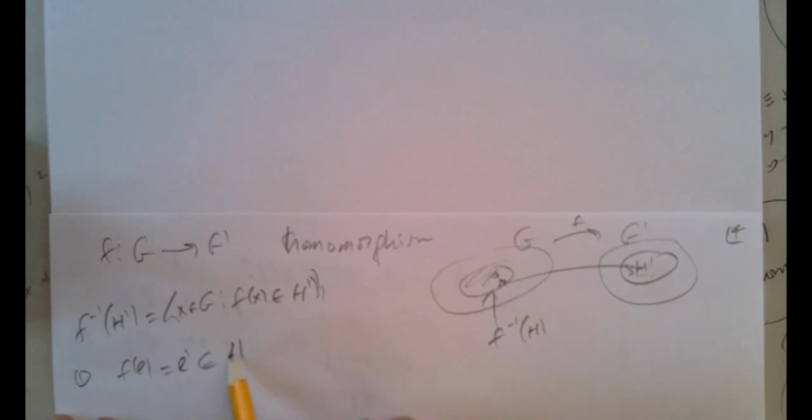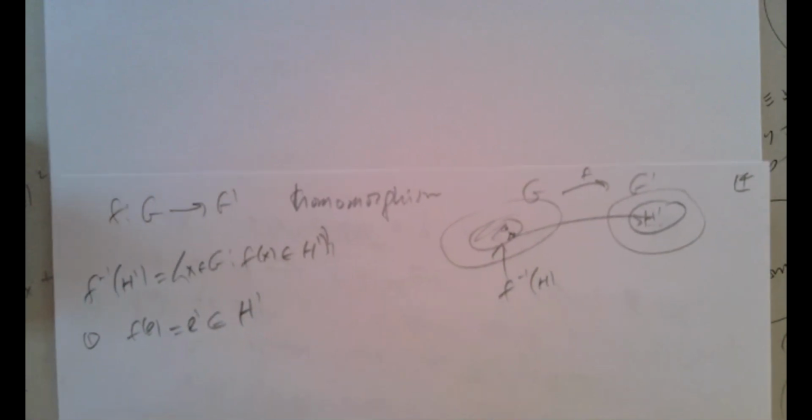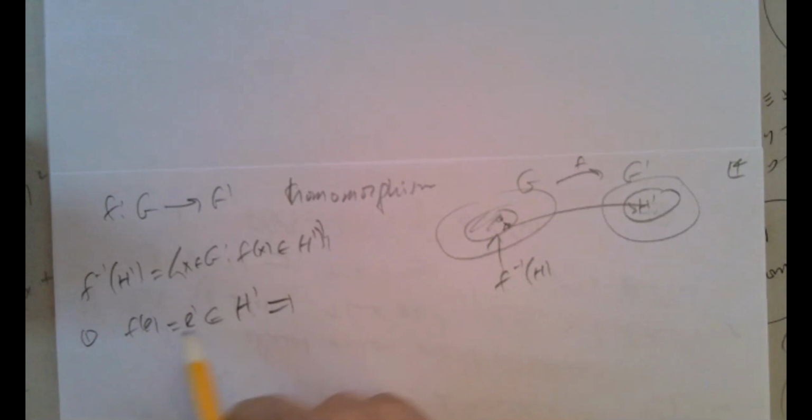But we know, first of all, that f of the identity in G is the identity in G prime, which has to be in H prime because every subgroup contains the identity. So if e gets mapped to e prime in H prime, then e is in f inverse of H prime. So this inverse image certainly contains the identity.